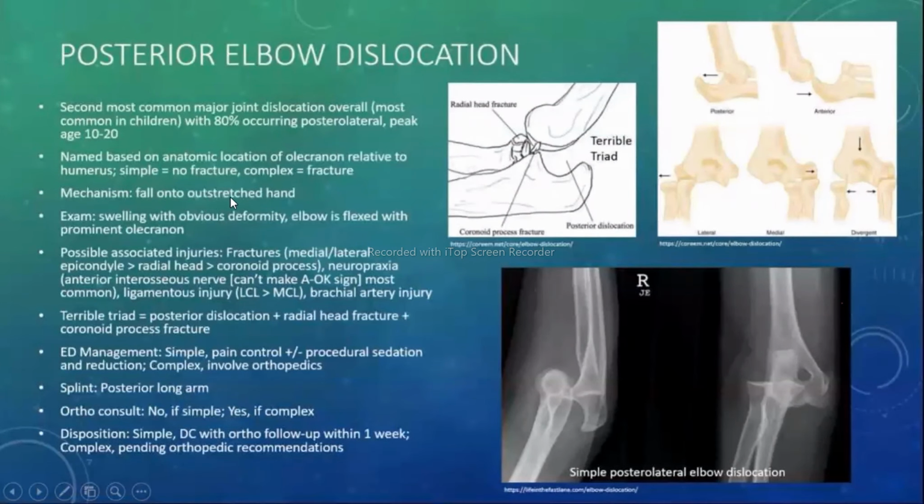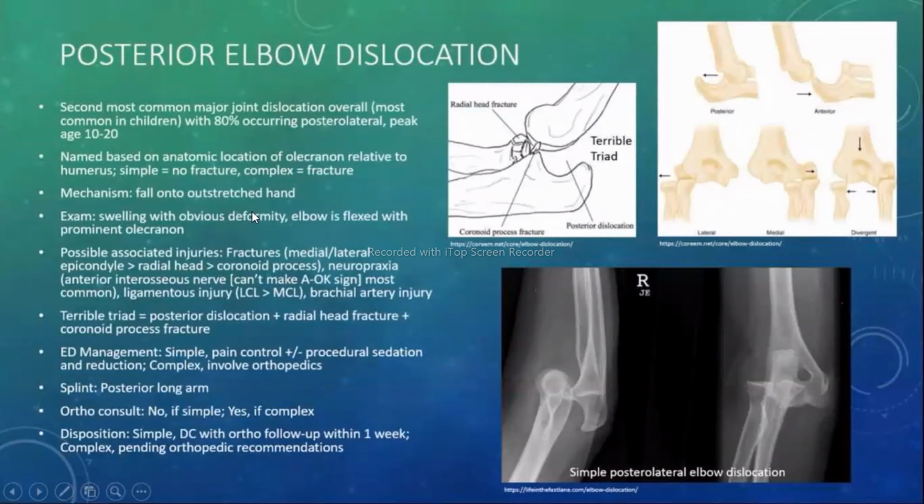Fall onto an outstretched hand. Yes, so, fall onto an outstretched hand. In the exam, how to understand, or they can ask you: a swelling with obvious deformity, a swelling with obvious deformity. The elbow is flexed with a prominent olecranon.